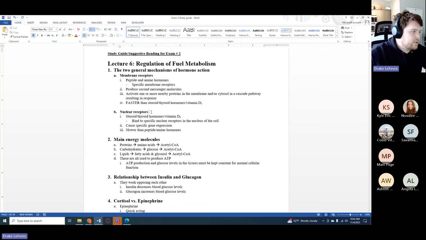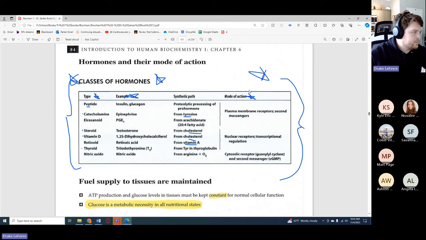Okay, so we have membrane receptors, we have nuclear receptors. I think he has a whole chart. Here it is. This chart. You'll get a handful of questions thrown at you from this chart as well. Just more raw memorization of the types of hormones. If you know the type of the hormone, you can know what kind of receptor it has. So the peptide, the catecholamine, and the eicosanoid are going to be plasma membrane receptors. And our steroids, vitamin D, retinoid, and thyroid. He loves to talk about thyroid hormones. Loves thyroid hormones.